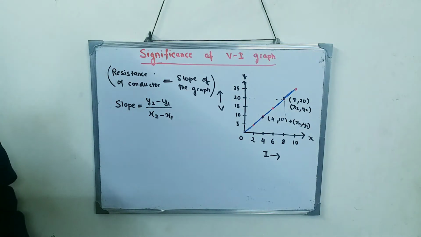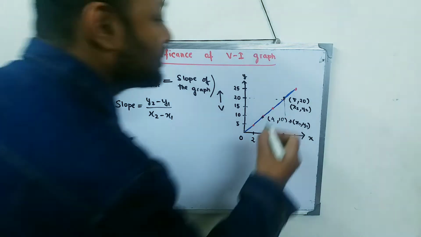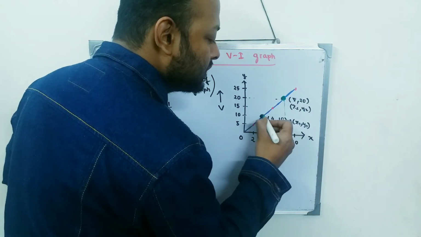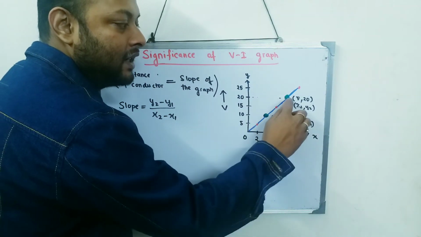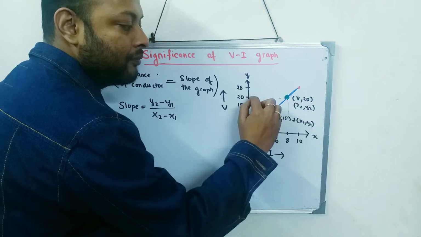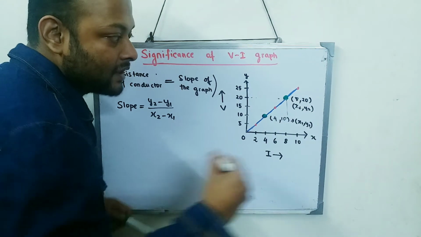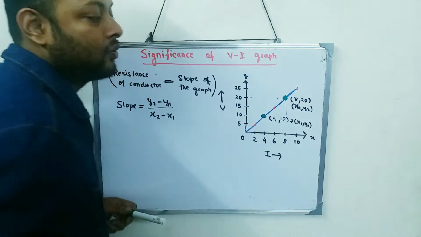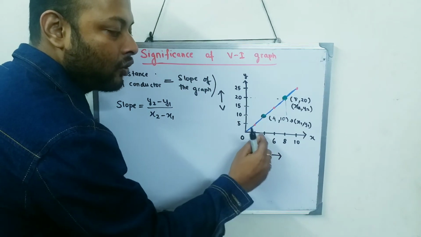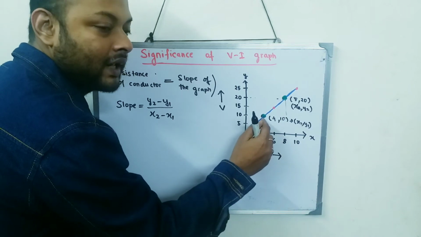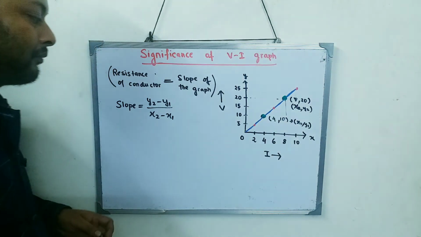I have taken 2 random points on the graph, and I have marked them like this. So this is one point and this is another point. This point is 8 on the x-axis and 20 on the y-axis, which I have taken as my x2 and y2. And another point over here is 4, 10, which is taken as x1, y1.